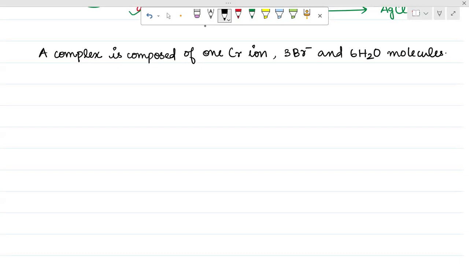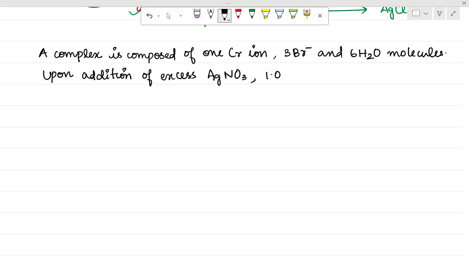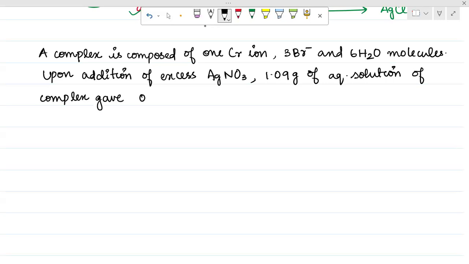Now what it says is, upon addition of excess AgNO3, 1.09 grams of aqueous solution of complex gave 0.94 grams of AgBr. What is the molecular formula of the complex?